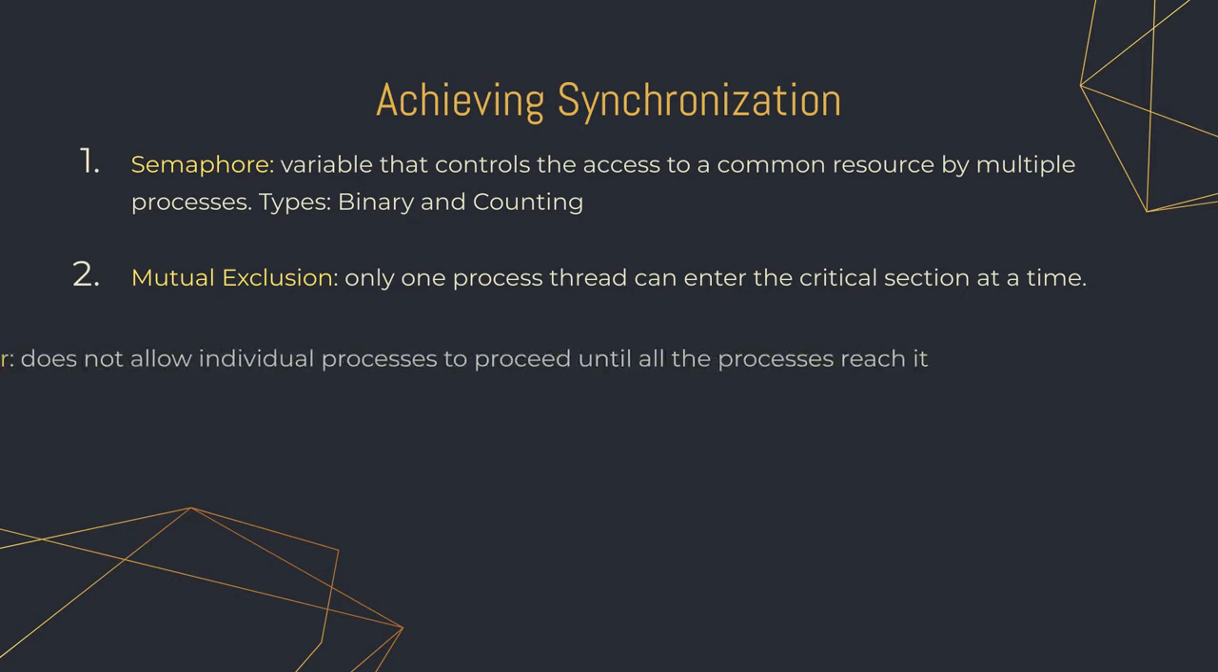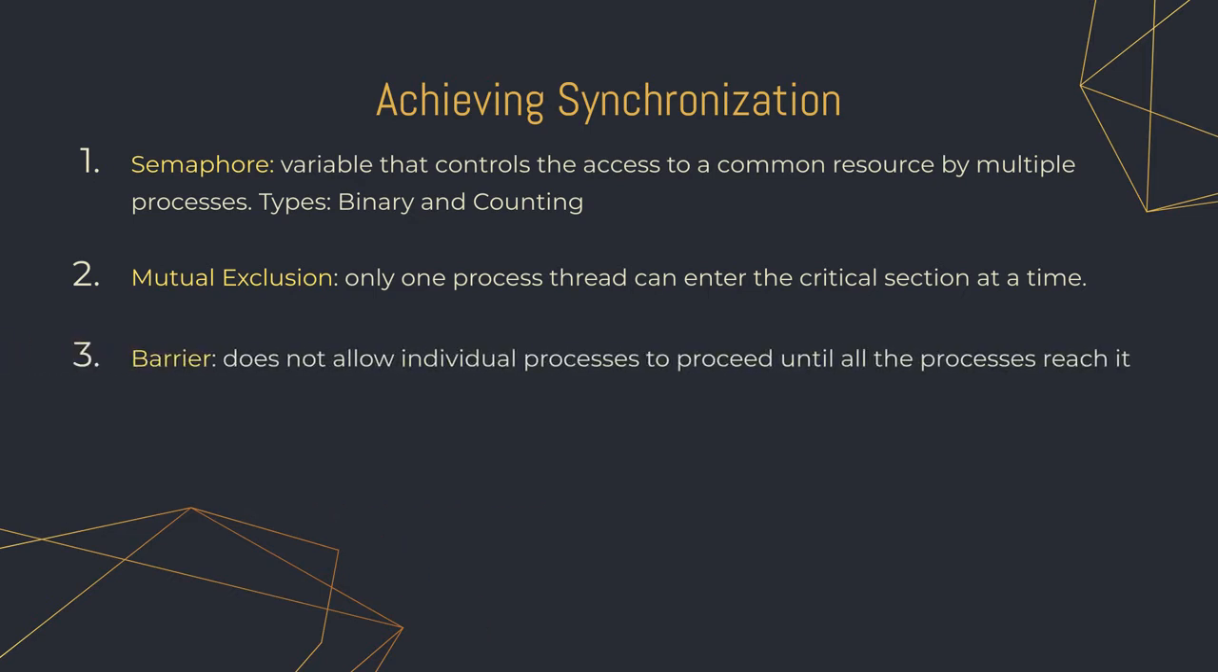The third way we can achieve it is using a barrier. Now, a barrier does not allow individual processes to proceed until all the processes reach it. Many parallel languages and collective routines impose barriers. It's basically just a type of synchronization where all the processes have to wait until they've reached a particular point of execution. Now, synchronization barriers can be shared across different processes, making it even more useful.